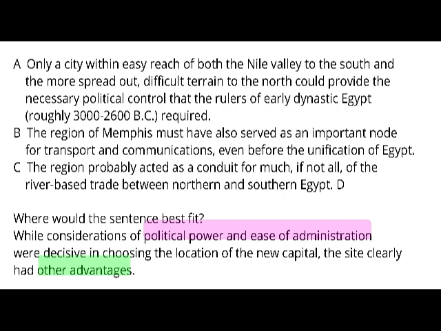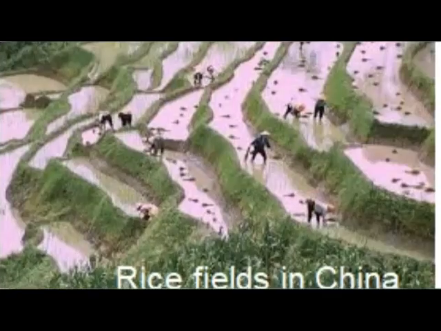A explains the reason why a city would have been chosen as the capital of early dynastic Egypt: political control. So after A is a good candidate. Let's place the target sentence here and examine the flow of ideas. Target sentence: In addition to the political advantage, the city has other advantages. B says the region must have been the center for transport and communication. That is, B talks about advantages other than political ones. So ideas flow naturally. Answer: B.